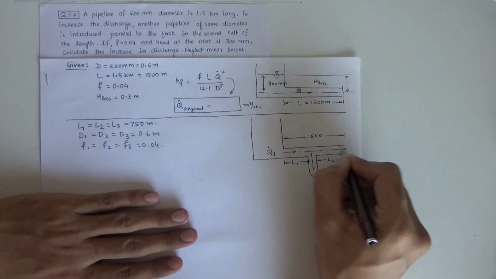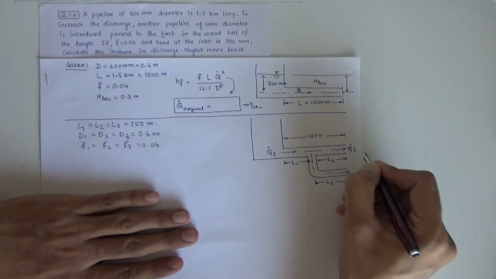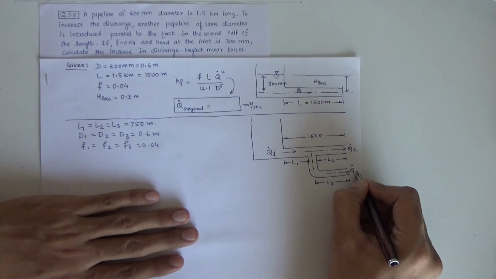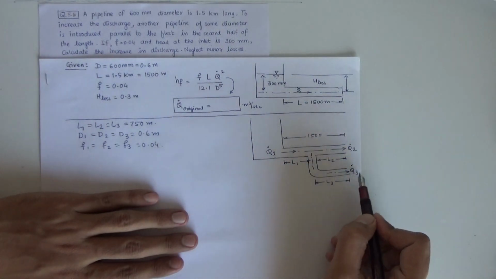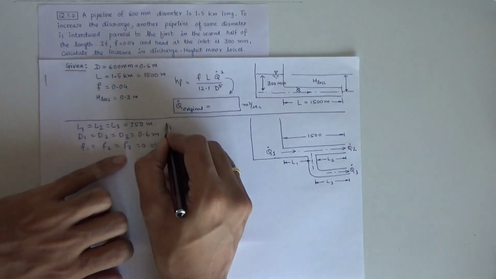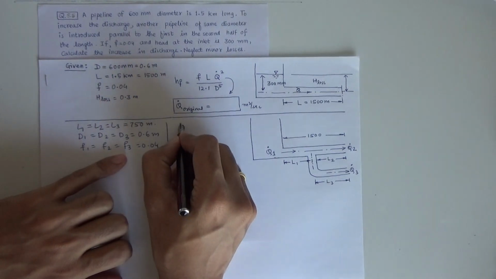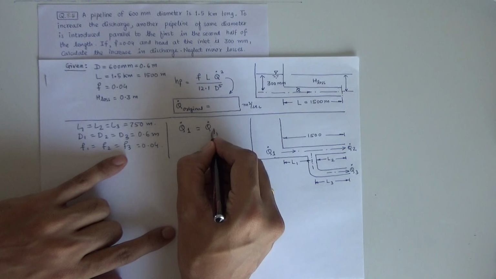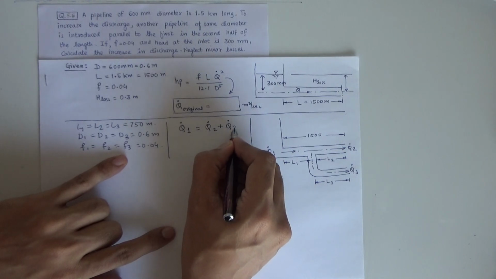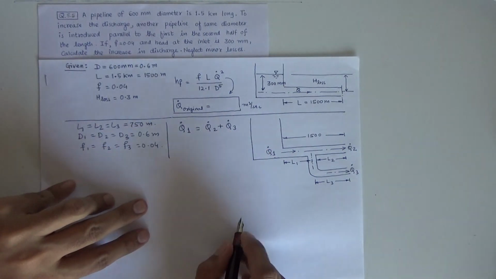Now this is Q dot 1 entering. I'll call this Q dot 2 leaving from the second pipe and Q dot 3 leaving from the third pipe. So continuity equation says that total inlet equal to total outlet. So total inlet is how much? Total inlet is Q dot 1 and total outlet is how much? Q dot 2 plus Q dot 3. So that is the continuity equation.